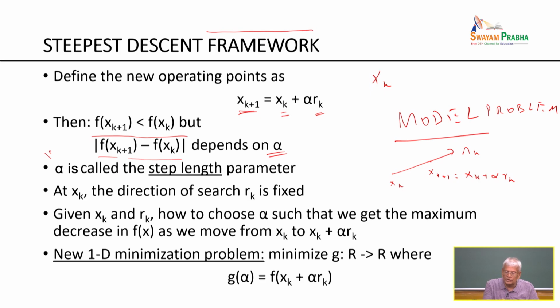So, at xk, the direction of search is rk, that is fixed. Given xk and rk, how to choose alpha such that we get the maximum decrease in f of x as we move from xk to xk plus alpha rk. So, the whole problem of minimizing f of x in the whole space is now reduced to the problem of minimizing f of x along the direction rk. So, this is called the resulting 1D minimization problem. In algorithm analysis, this is called divide and conquer.